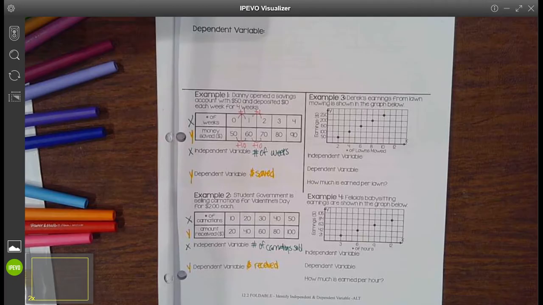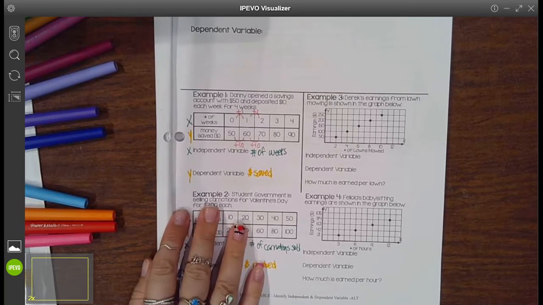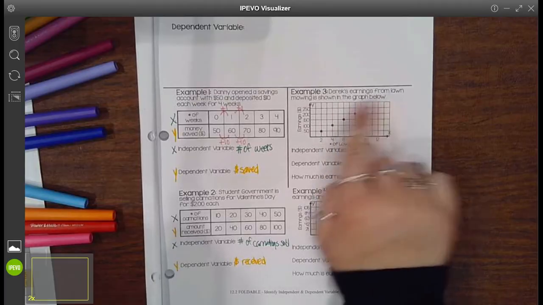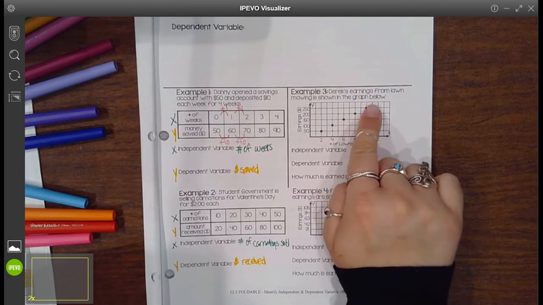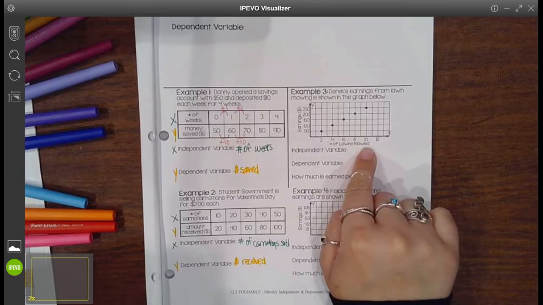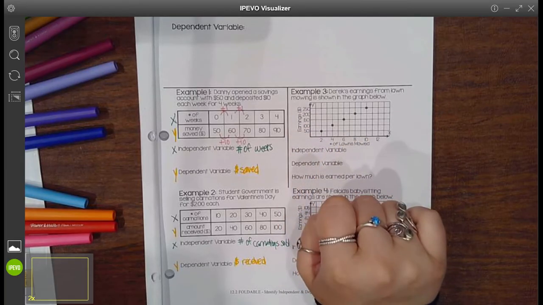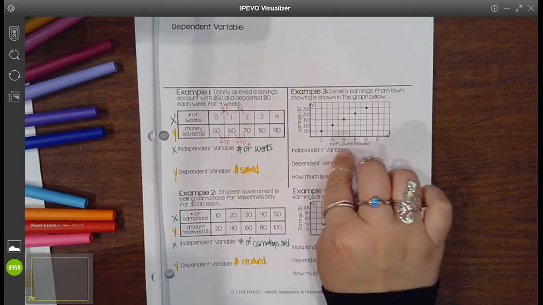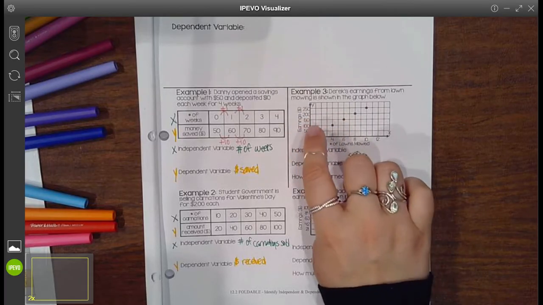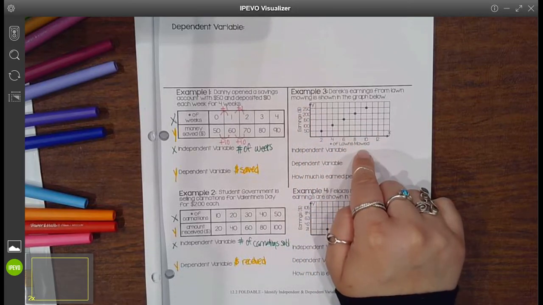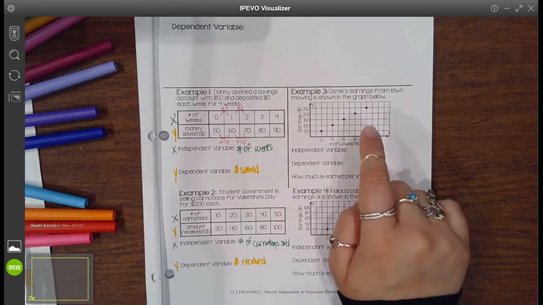Now that's if I were to identify this from a table. But what if you needed to identify the independent versus dependent from a graph? Well, this is saying Derek's earnings from lawn mowing is shown in the graph below. So the number of lawns mowed and then the earnings, or the amount of money made. So the number of lawns mowed depends upon how much money he made? Not really. How much money you make depends upon how many lawns you mowed. Yeah, that way makes more sense.